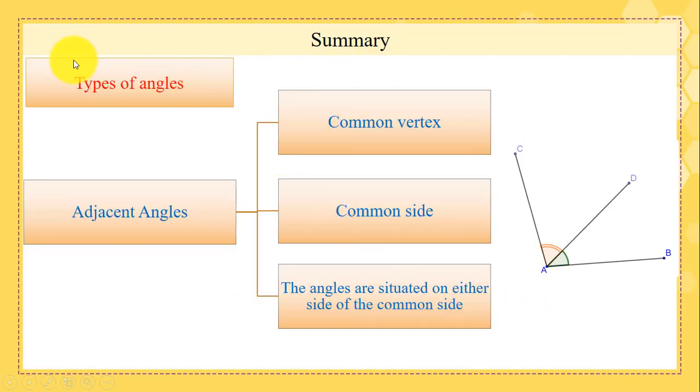Summary. We have talked in part 1 about types of angles. In this part we talked about adjacent angles. Adjacent angles are two angles that have a common vertex, a common side, and the angles are situated on either side of the common side. So this is an example about adjacent angles, CAD and DAB.